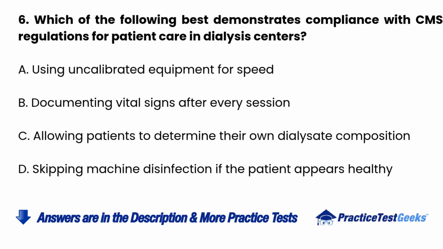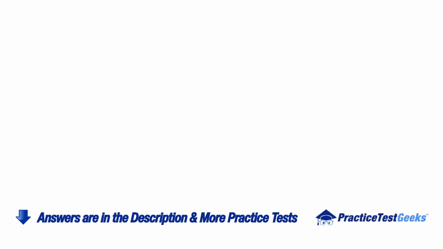6. Which of the following best demonstrates compliance with CMS regulations for patient care in dialysis centers? A. Using uncalibrated equipment for speed. B. Documenting vital signs after every session. C. Allowing patients to determine their own dialysate composition. D. Skipping machine disinfection if the patient appears healthy.